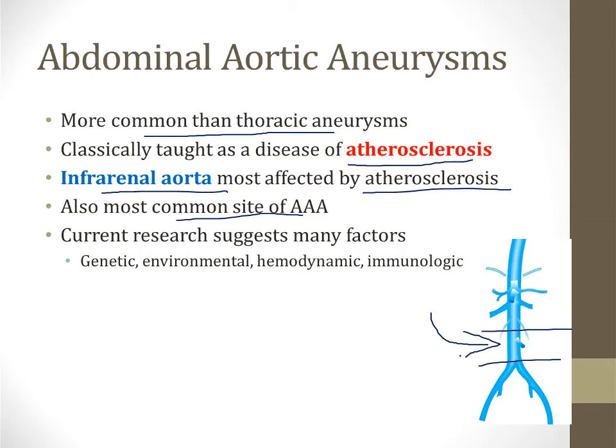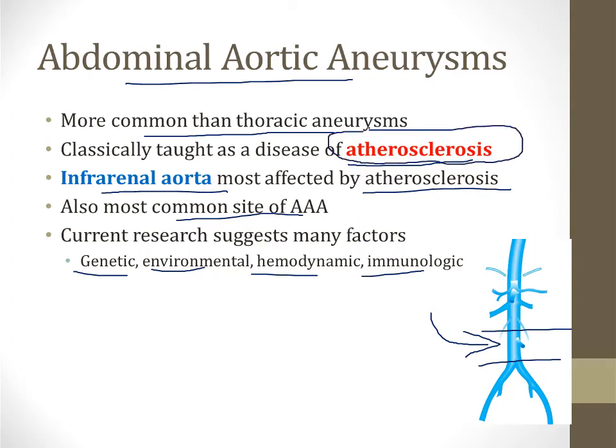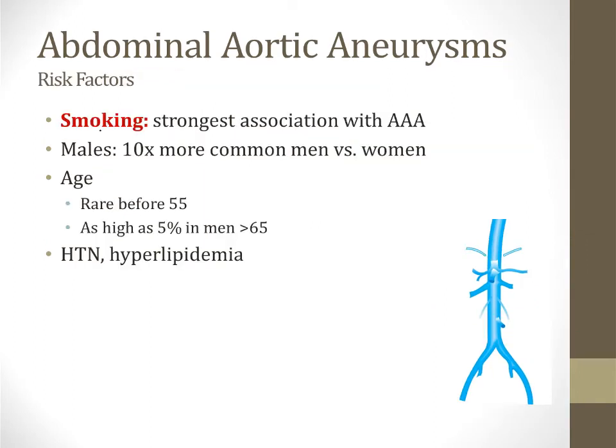Now, you should be aware, however, that there is a lot of current research suggesting that factors other than atherosclerosis play an important role. There are data that genetic, environmental, hemodynamic, and immunologic factors all may play a role in the development of abdominal aortic aneurysms. But nevertheless, you should be aware that they almost always occur in association with atherosclerosis, and that's the reason that these are always taught as a disorder that results from atherosclerosis. So if you remember that abdominal aneurysms are commonly associated with atherosclerosis, it's very easy to remember the risk factors.